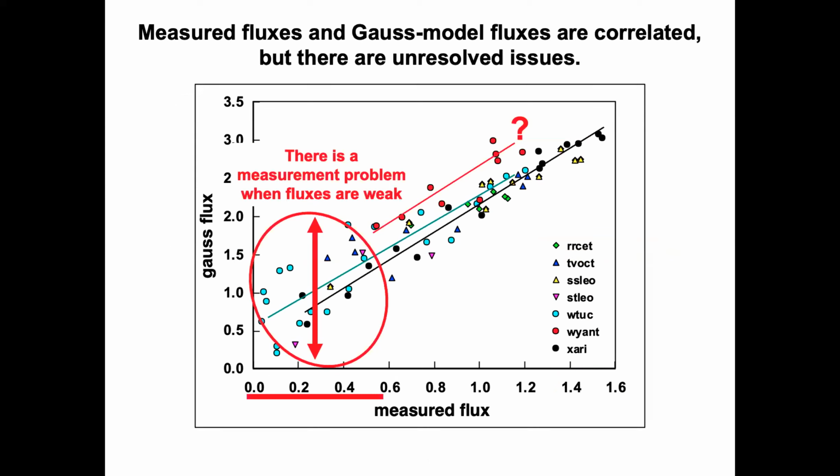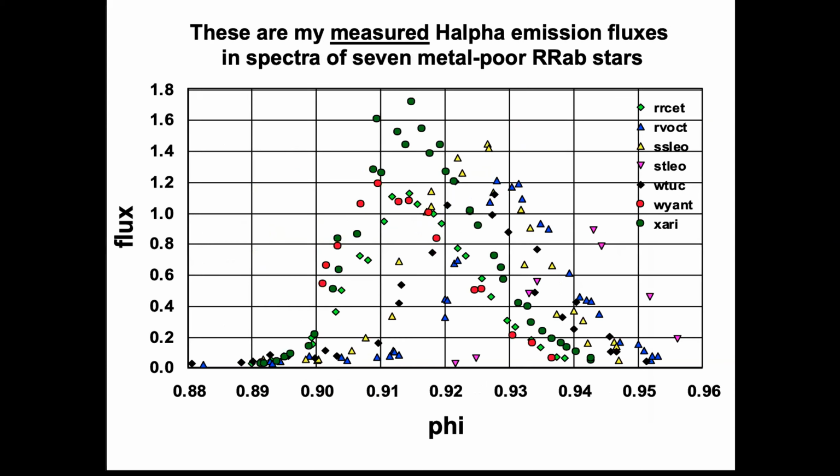And they're correlated, but there are some unresolved issues which have to do with the measurement, how you measure the emission flux when it's weak. Now, these are my measured fluxes. I'm just going to stick to measurements because that's what I knew how to do all my life, just make measurements. And so here are the measured fluxes for 7 stars, all strong emitters.